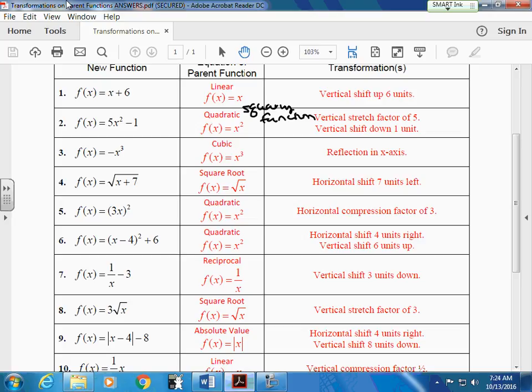Cubing function, we have a negative sign here. This gives us a reflection. It's a reflection in your x-axis because your y is negating. Stop me if you have a question.